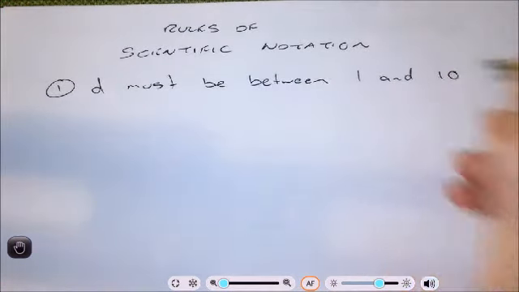Exercise 5. This one actually breaks 2 rules. Because if you look, D is 18, and that is bigger than 10. It has to be less than 10. Also, this breaks rule 3. The base is 5, not 10. So this breaks rule 1 and rule 3. The D is too big and the base is not 10. Exercise 6 follows rule 1 because 8 is bigger than 1 but smaller than 10. It is multiplication for rule 2, and rule 3, the base is 10. So yes, this is scientific notation.